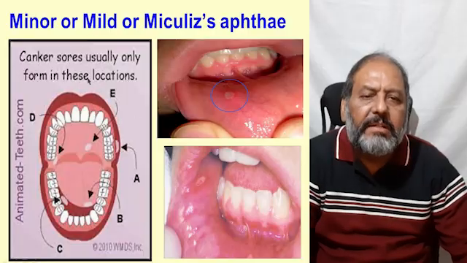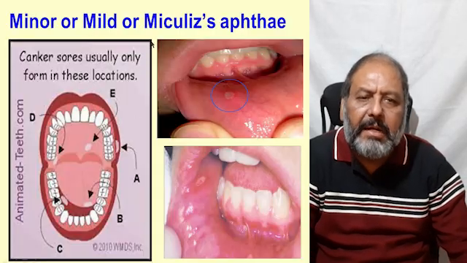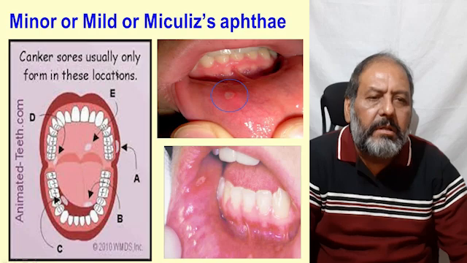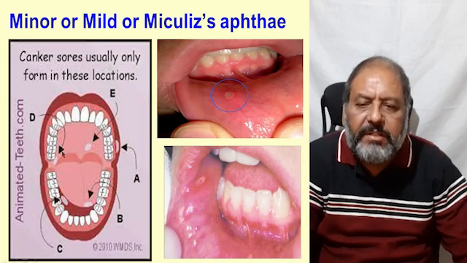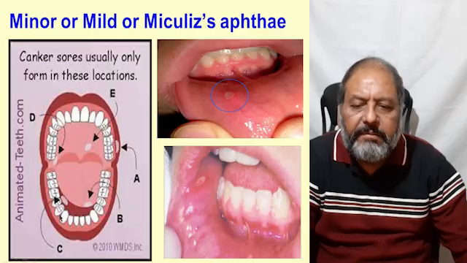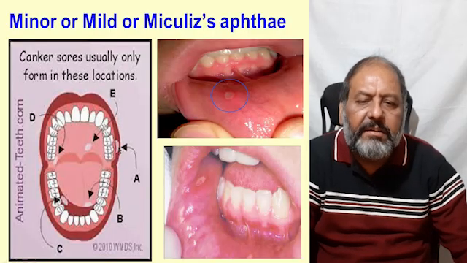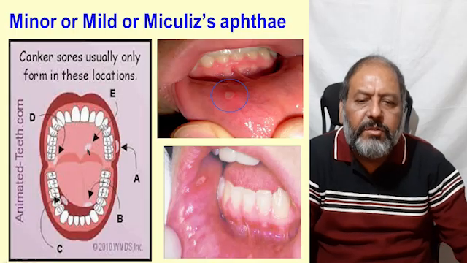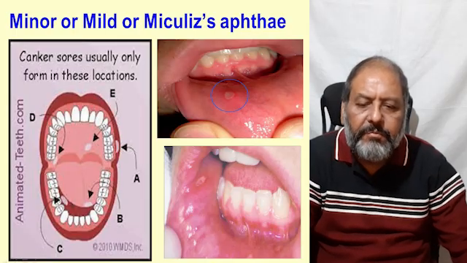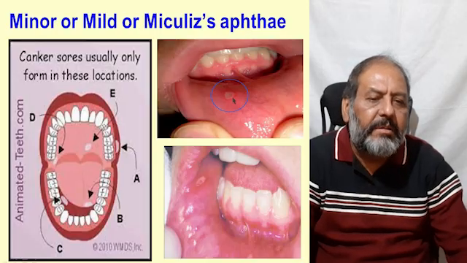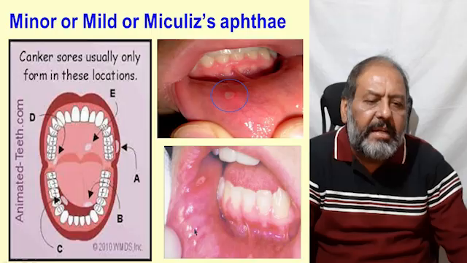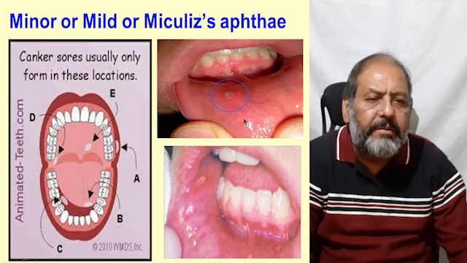And here one can see the minor or mild aphthous ulcers. The canker sores usually only form in these locations, as one can see. These are the places where these canker sores can be seen, labeled as A, B, C, D. And here also one can appreciate that. They are very commonly seen mostly in children and others.